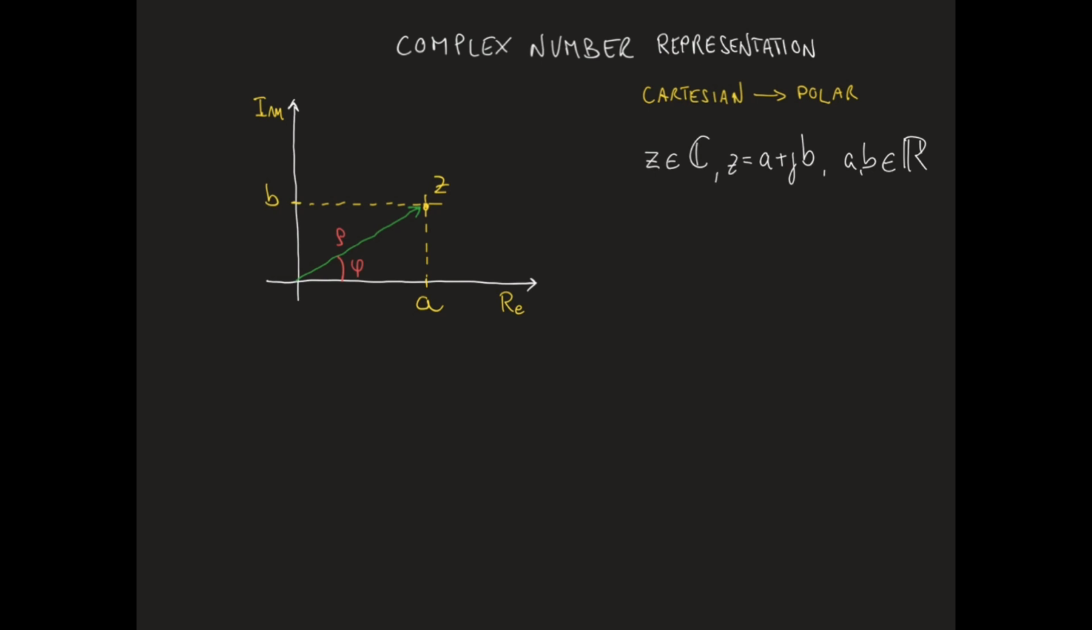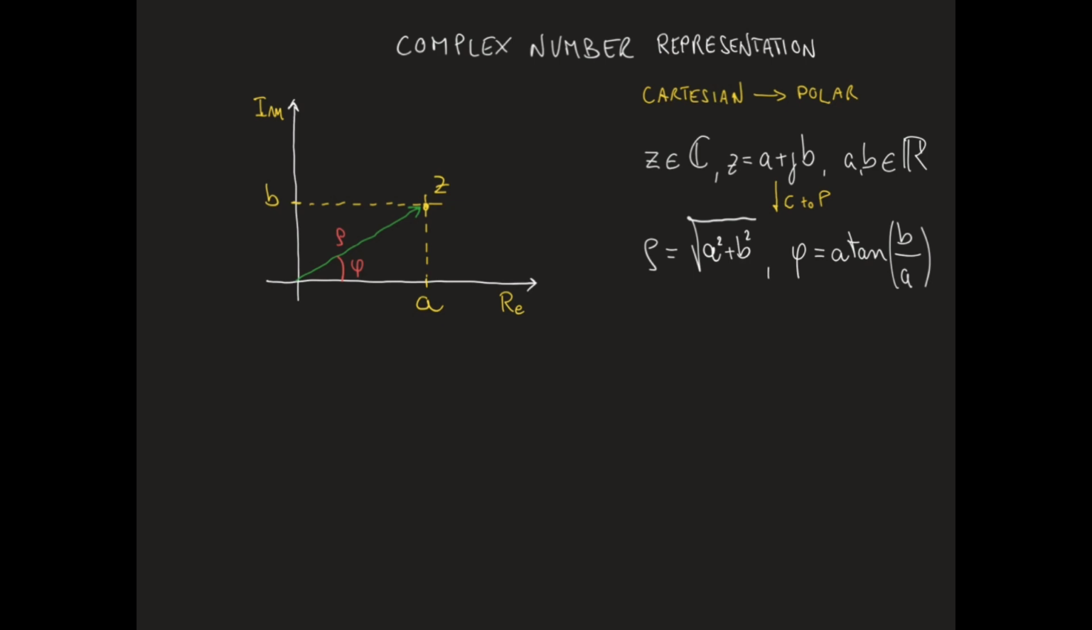From the plot, it is easily found that the modulus ρ, which is the distance of the point z in the complex plane from the origin, can be written as the square root of a squared plus b squared, by application of Pythagoras' theorem. The phase phi, the angle that the vector forms with the real axis, can instead be written as the inverse tangent of the imaginary part divided by the real part.